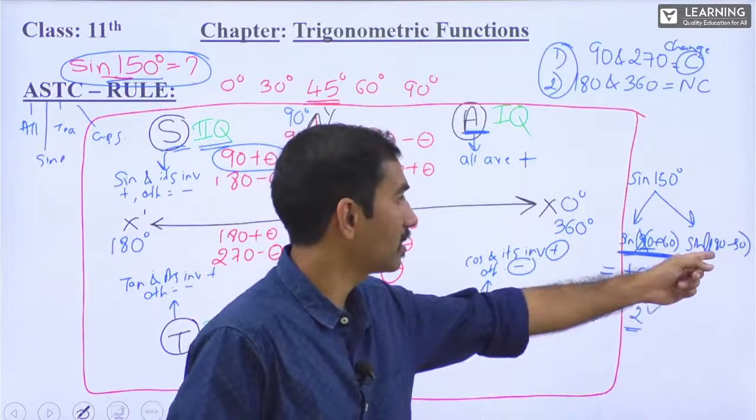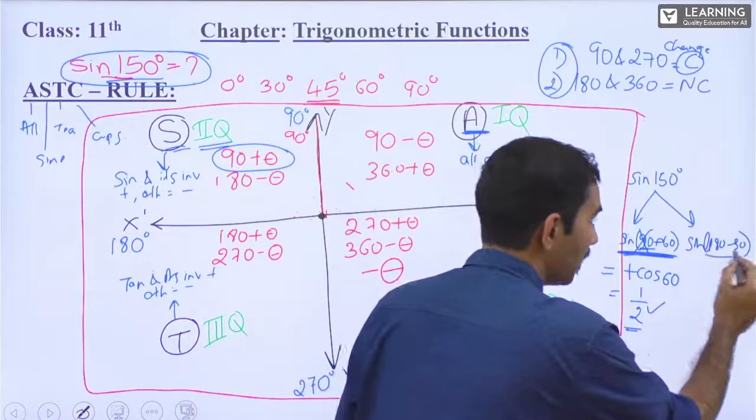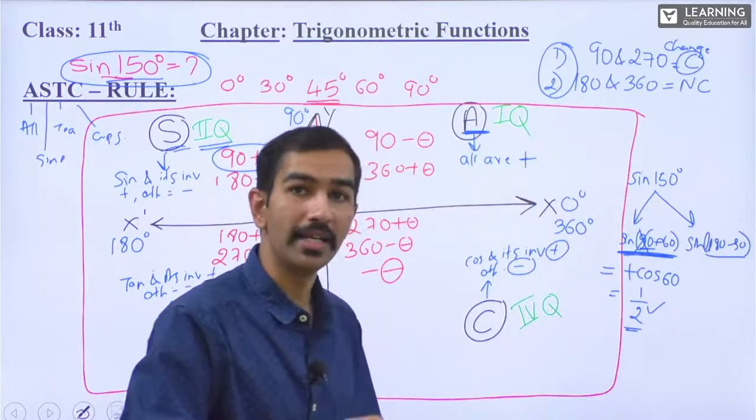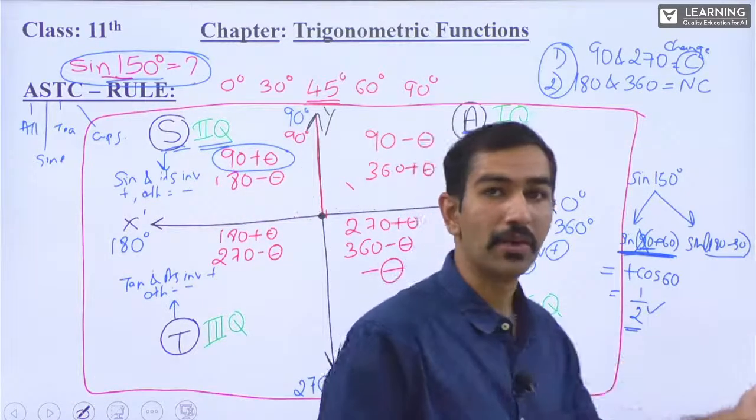Okay, we'll also check out this. We must be getting the same answer. Alright. So what is the very first thing? 180 minus theta. Previously it was 90 plus theta, right? It was in the second quadrant.